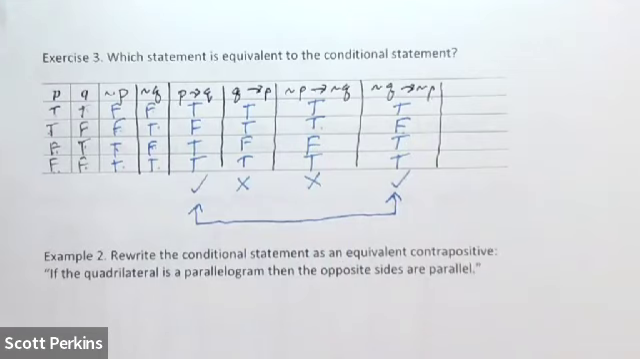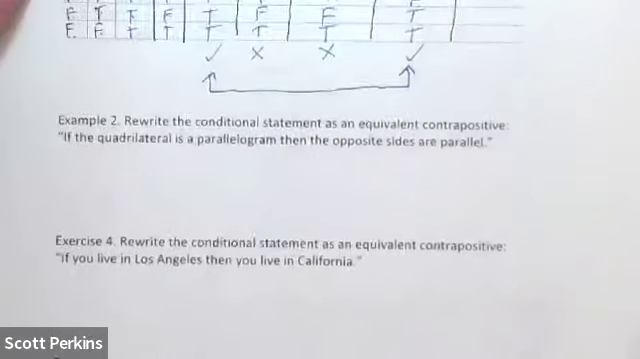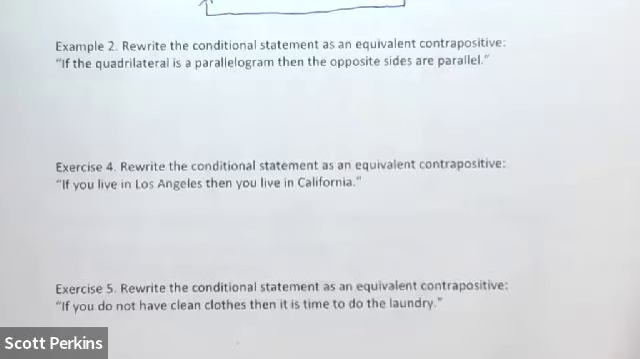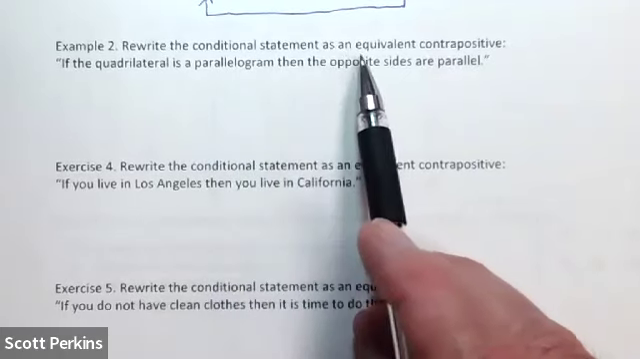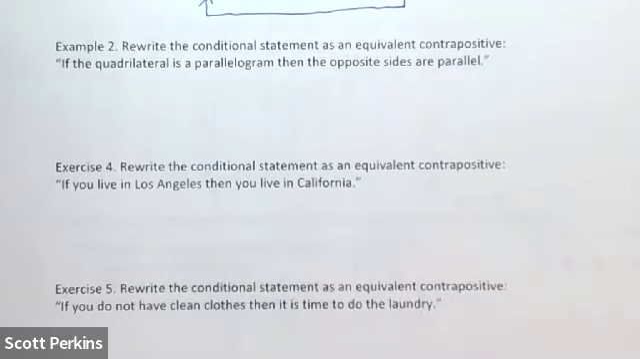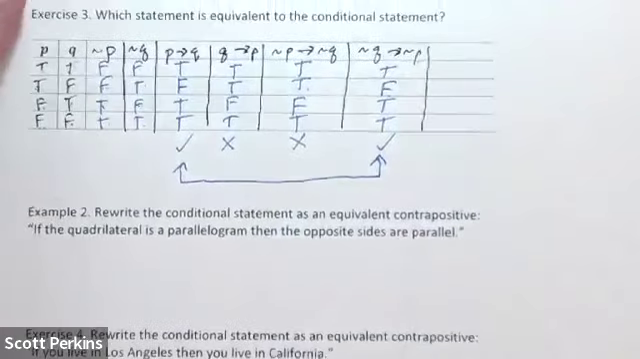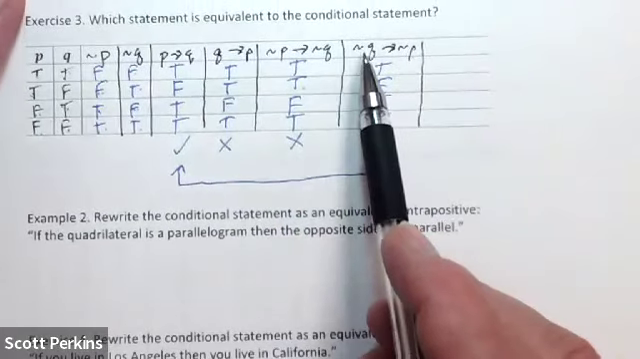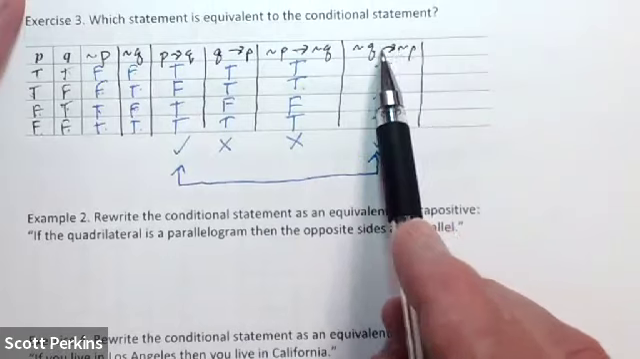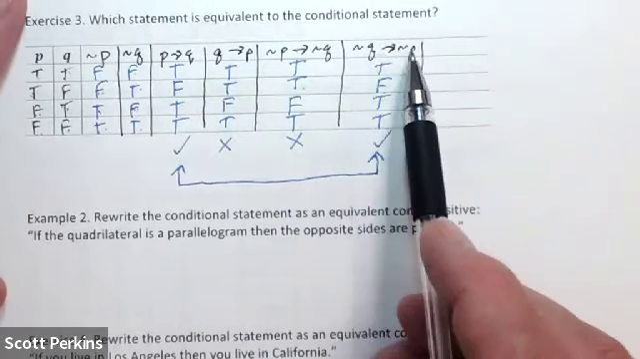So I have one more example, and then you have a few problems that you are going to do as we finish out this section on equivalent statements. So example 2, what we're going to do is we're going to rewrite the conditional statement as the equivalent contrapositive. So what that means is I am going to take the statement, I am going to write it symbolically, and then I am going to flip it around using the contrapositive. And again, the contrapositive is I change the order of both statements, and then I negate both statements.